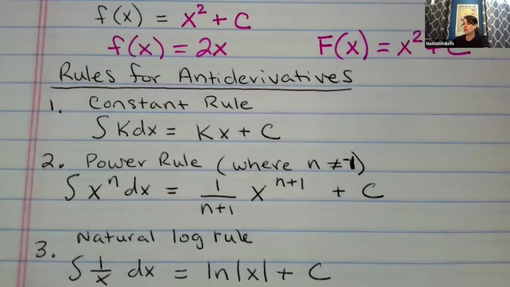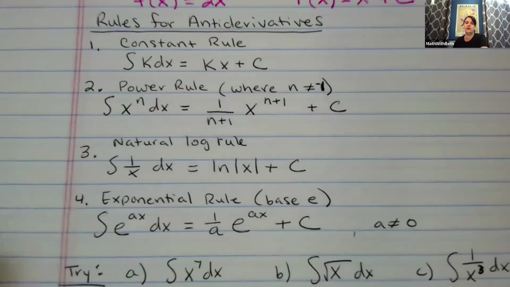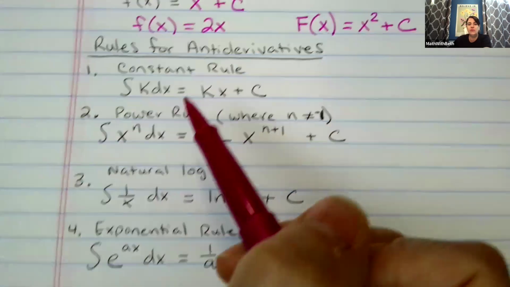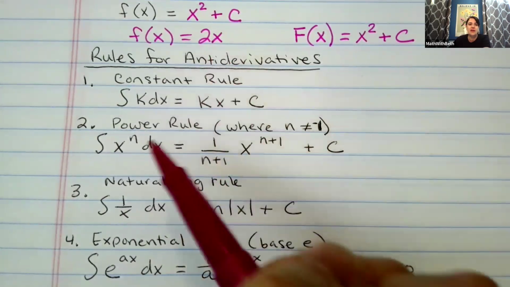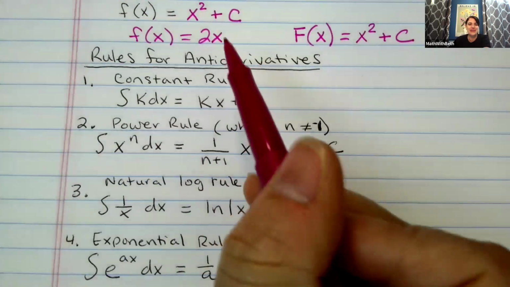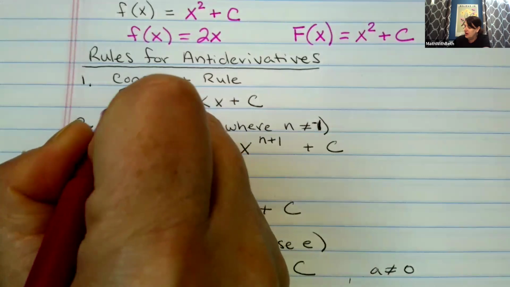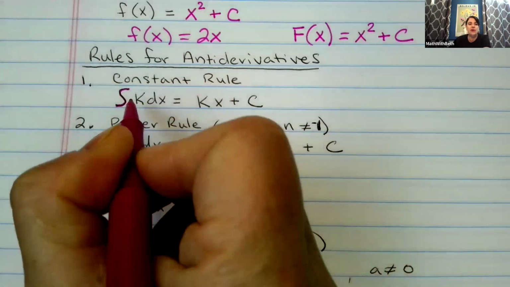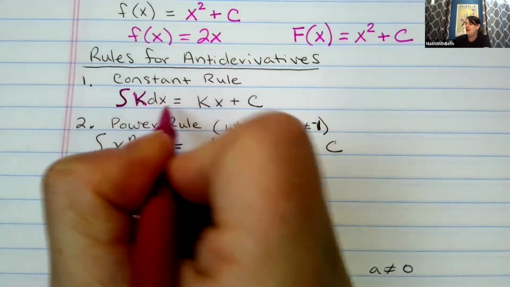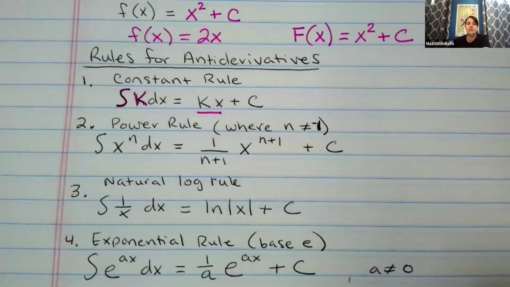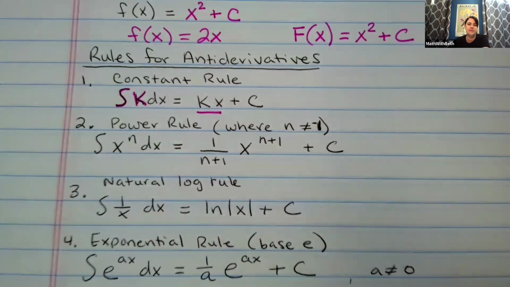But now let's learn some rules so that we don't have to keep guessing what could work. So the constant rule is what we just basically did without knowing. No, sorry, the power rule is what we just did without knowing. But the constant rule is saying, and this is the symbol for antiderivative, if you want to do the antiderivative of just a number by itself, it's going to turn into that number times x. And then again, we'll add the c at the end.